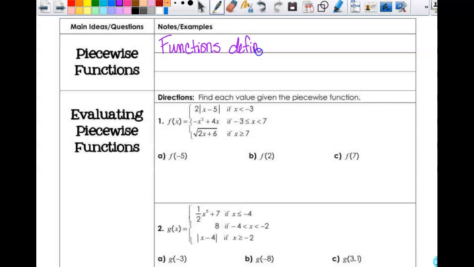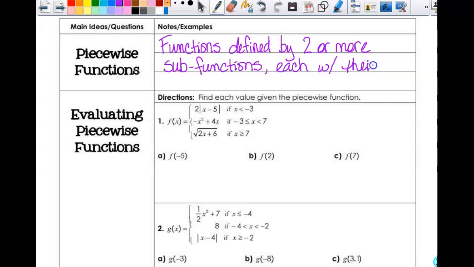defined by two or more sub-functions, each with their own domain.